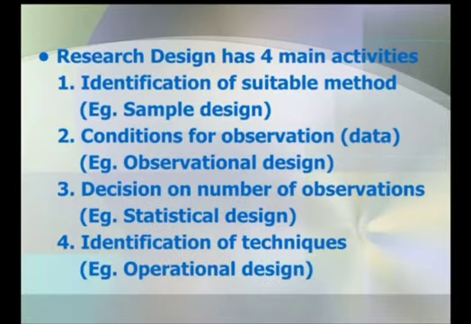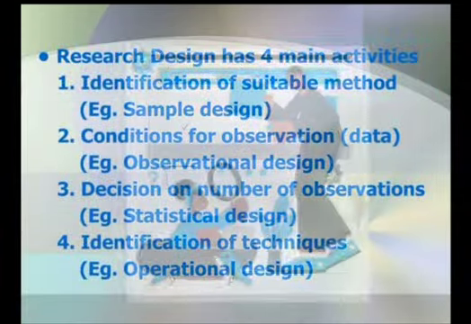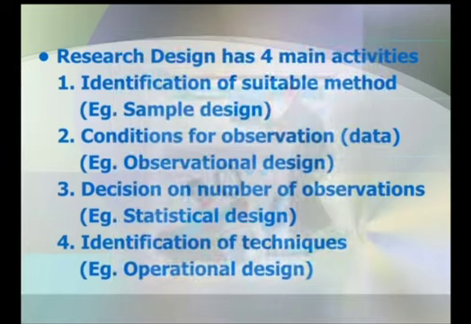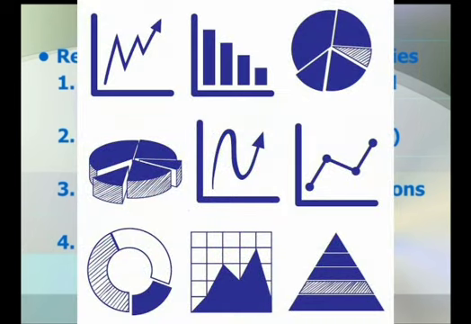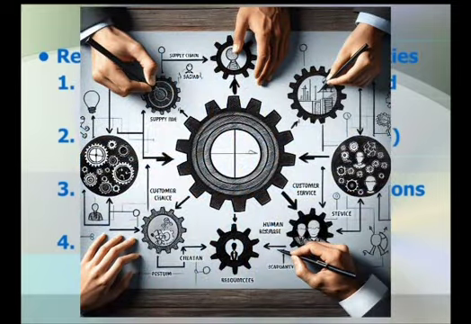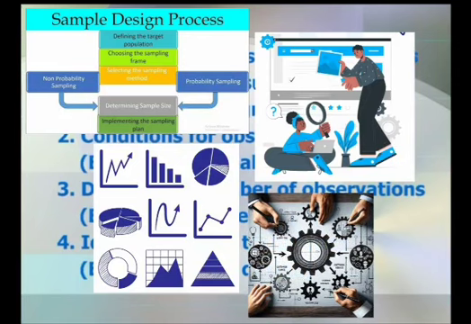Research design mainly involves 4 important activities. The first activity is identifying a suitable method, such as sample design. The second activity is deciding the conditions for observation and data collection, called observational design. The third activity is deciding the number of observations, which comes under statistical design. The fourth activity is identifying operational techniques required for conducting the research effectively. These activities help in organizing research systematically.